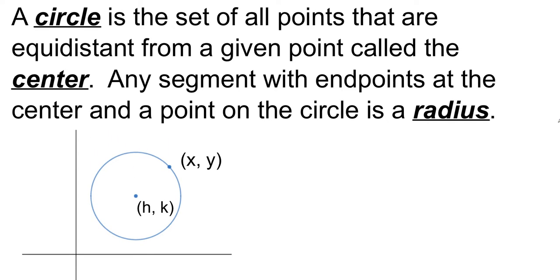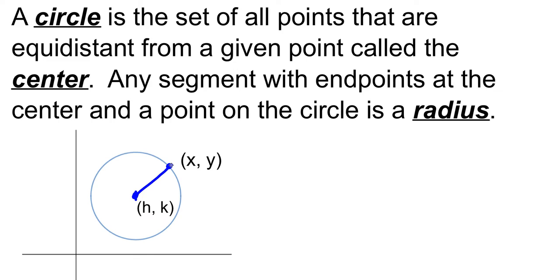So, by definition, a circle is the set of all points that are equidistant from any point, and we call that point the center. So in my circle here, I have the point (h, k), that's the center of my circle. All of these points on the blue circle around it are the same distance. So any segment with endpoints at the center and a point on the circle is called a radius. Okay, so (h, k) is my center and (x, y) is just some point on the circle.